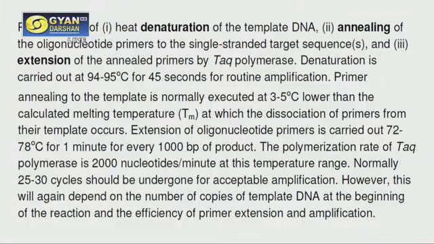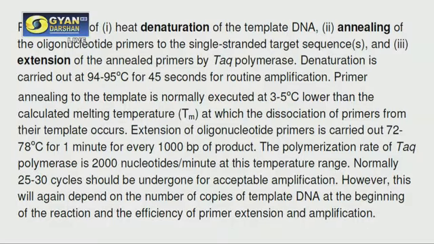Then the second step is annealing. What is annealing? Annealing means now the oligonucleotide primers will anneal to the single-stranded target sequences. Third is extension of the annealed primers by Taq polymerase. That means now the extension is occurring. So denaturation, annealing and extension. How do you carry out denaturation? High temperature, 94 to 95 degrees centigrade for 45 seconds. Sometimes it might be extended to 1 minute also.